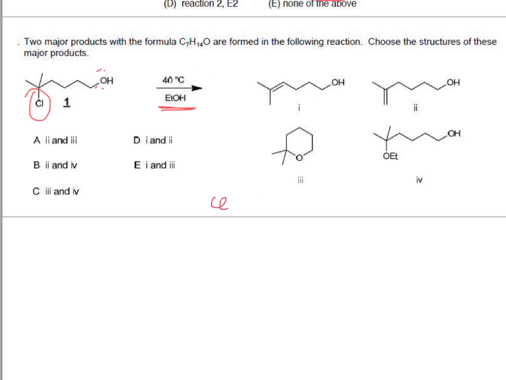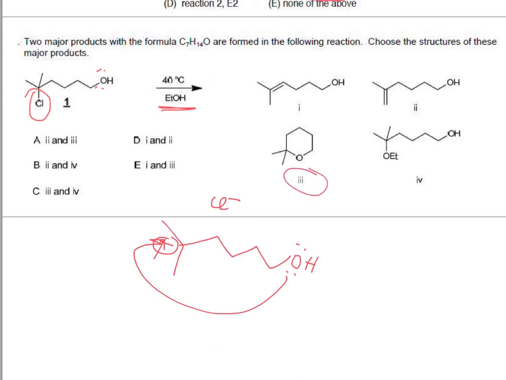So when the Cl leaves, let's take it step by step. When Cl leaves, it's going to leave behind a carbocation, and like I said, intramolecular reaction, snake biting its own tail, is always going to be more facilitated than intermolecular. So one of the species that you are going to get out of this is 3 for sure in terms of substitution, intramolecular SN1 type of a reaction.